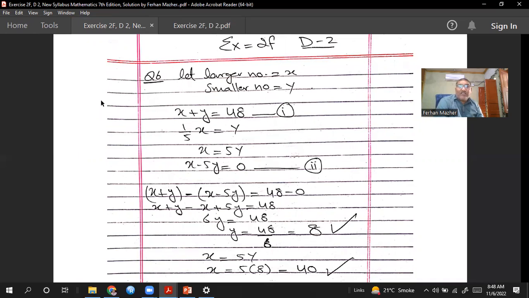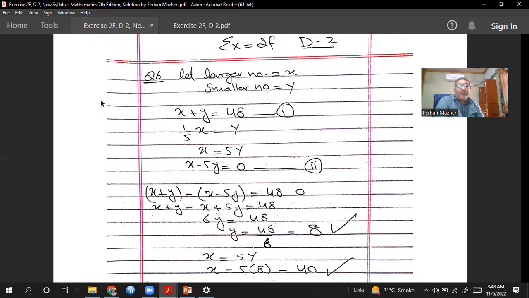Now look at the equations carefully. You will see the coefficient of x is the same in both equations. The coefficient of x is plus 1. So the coefficient is the same. To eliminate them, we have to subtract them. So the left side will be subtracted from the left side, and the right side from the right side.